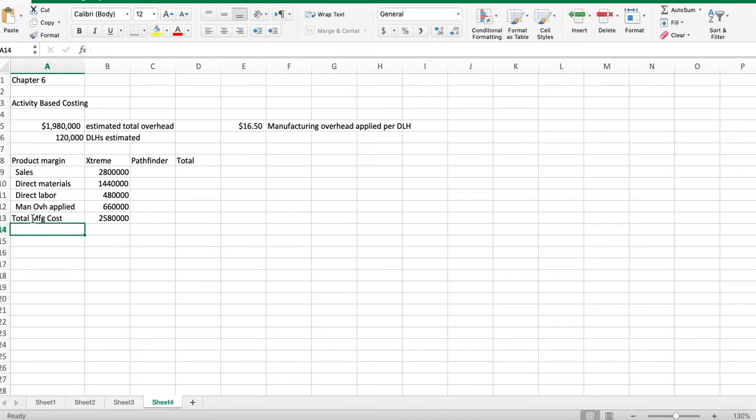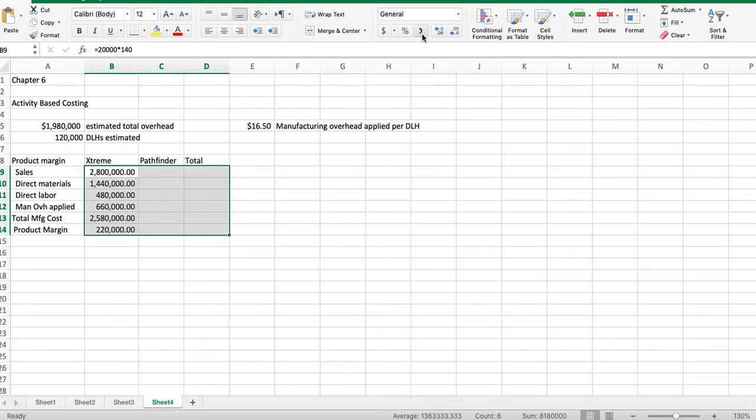Okay, and then if I take my sales minus my total manufacturing cost, I get my contribution margin, or my product margin, I think is what they call it, since we're looking at it by product. So that would be my sales minus my total manufacturing cost, or $220,000. And I'm going to go ahead and add some commas to this so we can see what we're doing.